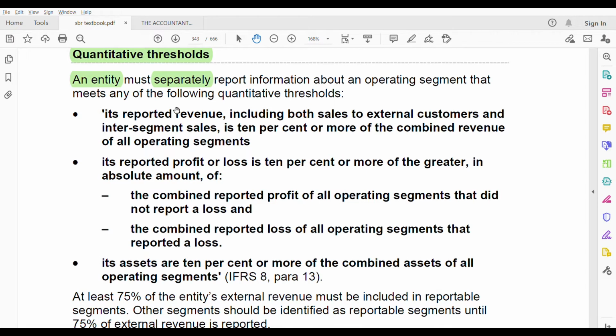What is it? First, we are talking about revenue. Then profit or loss. Then assets. So these three areas. First, reported revenue, including both sales to external customers and inter-segment sales. Please understand, the revenue includes sales to external customers and also inter-segment sales. For example, you have 5 segments and each segment is selling among themselves. That revenue you also have to add to your external customer revenue. It is 10% or more of the combined revenue of all the operating segments. It has to be 10% or more, of the combined revenue of all operating segments, including revenue recorded for external customers and intersegment sales.